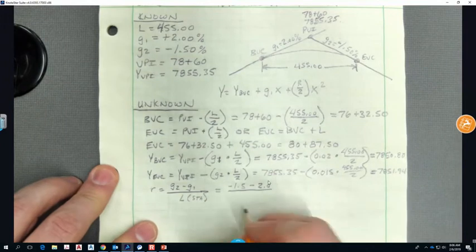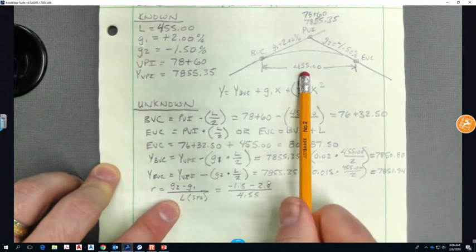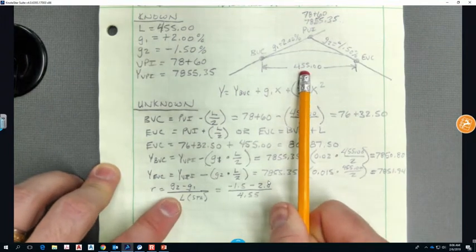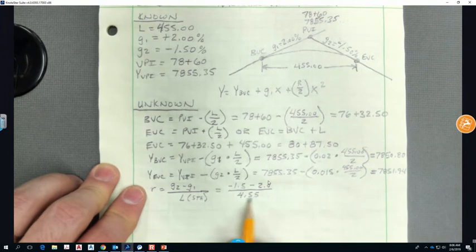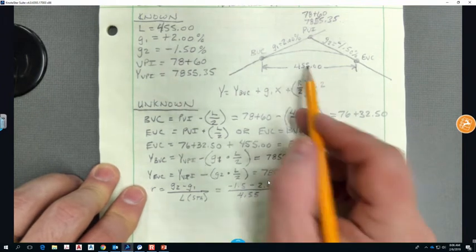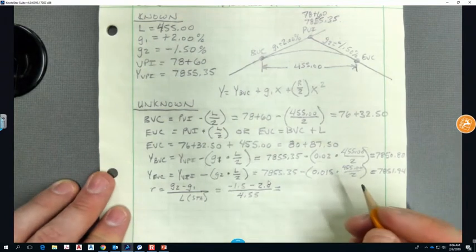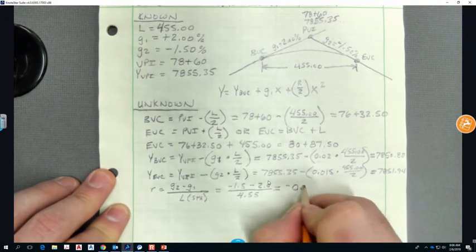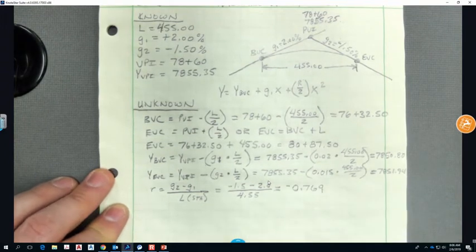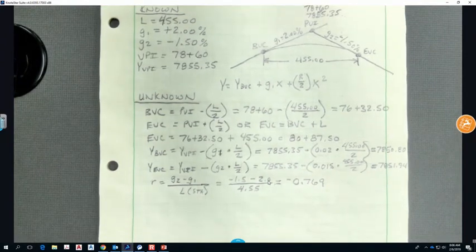divided by the number of stations, L in stations, 4.55. So basically we're just taking 455 and dividing by 100, because stationing is by 100-foot increments. Okay? So that's why I came up with 4.55 here. I took 455 divided by 100 to make it into actual stations itself. Okay, and then that number comes out to be negative 0.769. Okay, that's an important number once we get into the tabular format.